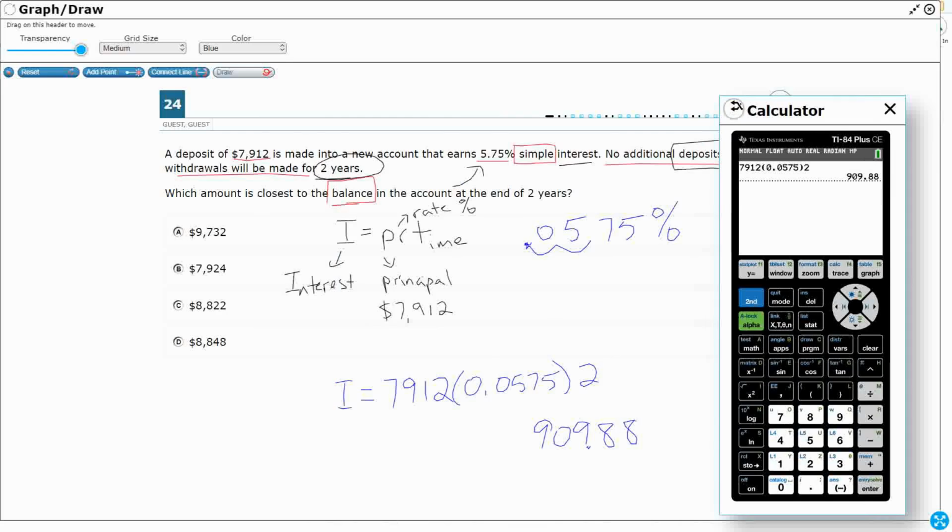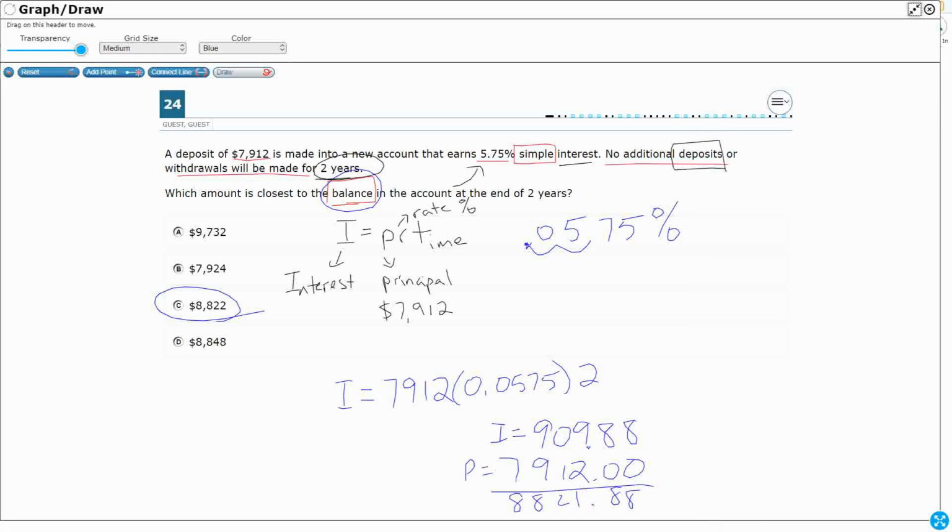I want to know the balance, which means what I need to do is go back in and add the 7,912 on top of that. Since that's just the interest, I equals this, the principal equals this, put those together, and we're good. 7,912. There we go, 8,821.88, which is closest to 8,822. That is our answer, C.